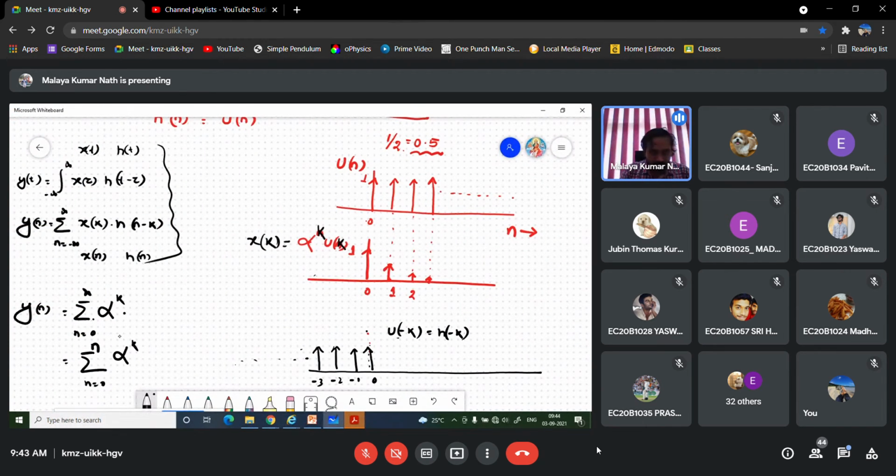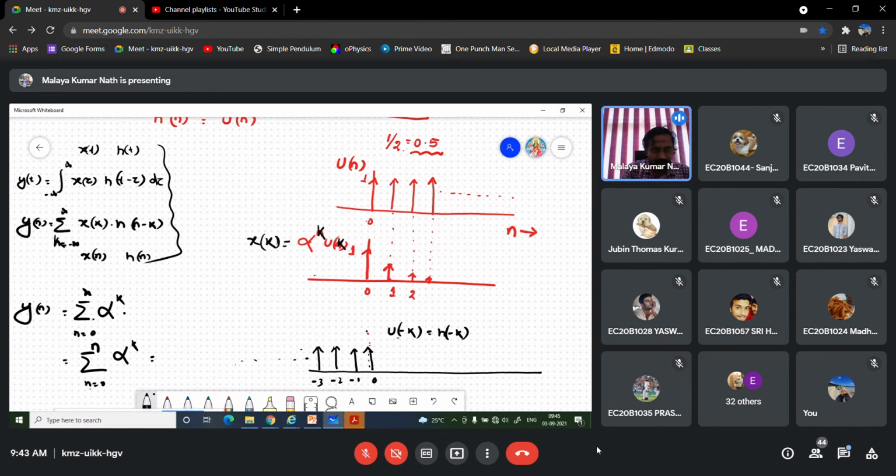Alpha to the power k. So already you know this value of k. What is the value of k? In this case I have made a mistake here. That is equal to tau, and this will be d tau. Tau is varying from minus, so this is equal to k.